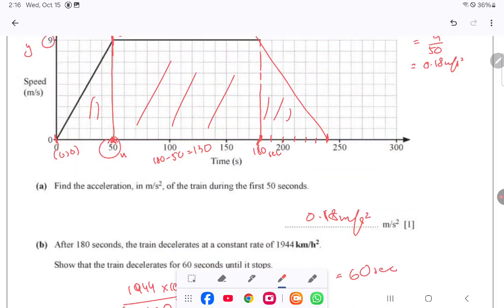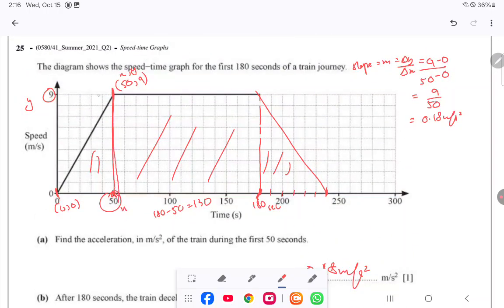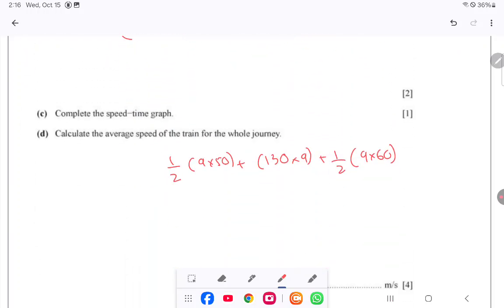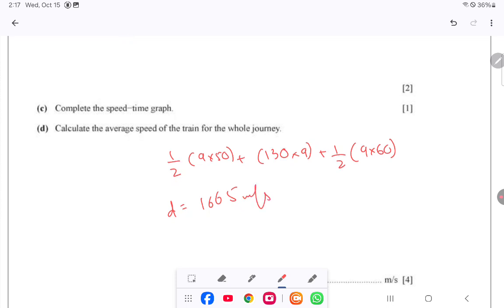So this is our first triangle, 50 by 90. This is our 50, this is our 90, and for our rectangle, this is our 130, and this is again 9. And for the second triangle, 9 with 60, which we just calculated. So we put the values of height and width. Now just simply calculate, and the area will be 1665 meters.